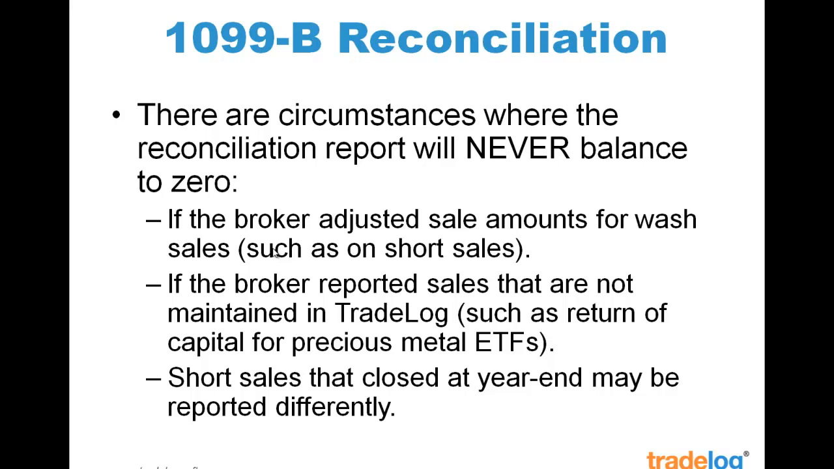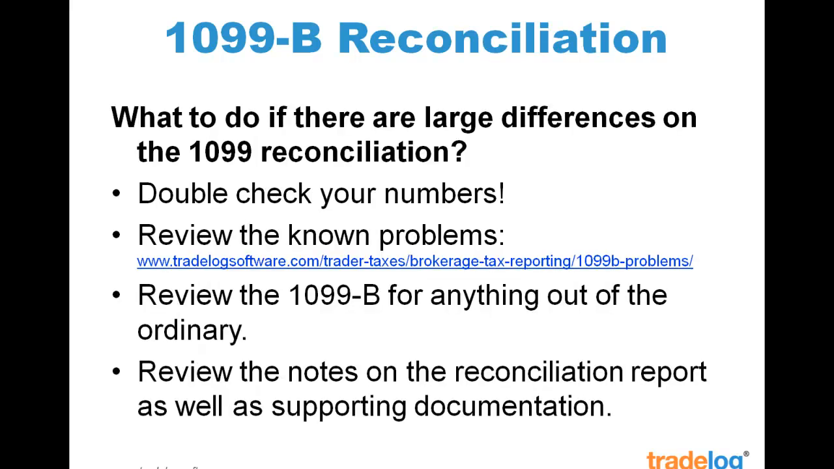If the broker reported sales that are not maintained in TradeLog, for example, if you have precious metal ETFs, there may be little sales that are reported as return of capital. Those aren't imported into TradeLog, so that's going to cause a difference. Also, remember we talked before about short sales that close at year end? Well, those differences between the rules for brokers and the rules for 8949 may mean that you're going to have differences in your reconciliation report and TradeLog. So it is possible that you will never get a zero balance when you run that reconciliation report.